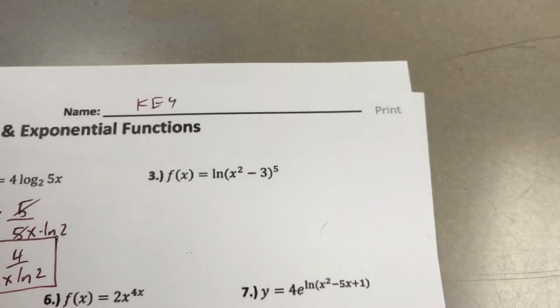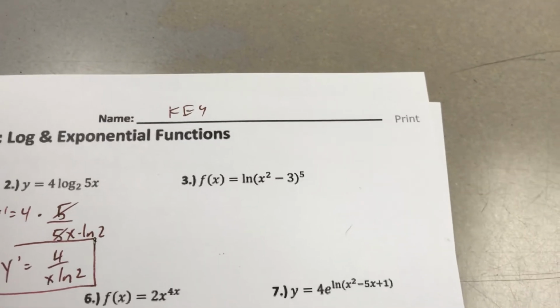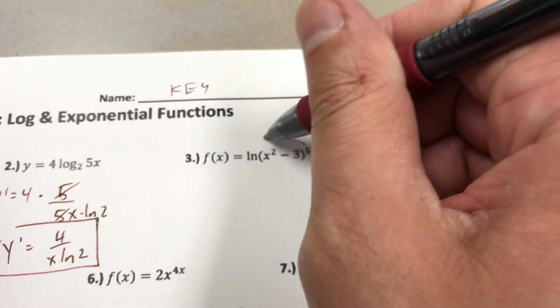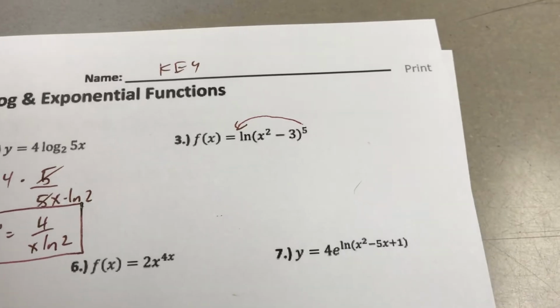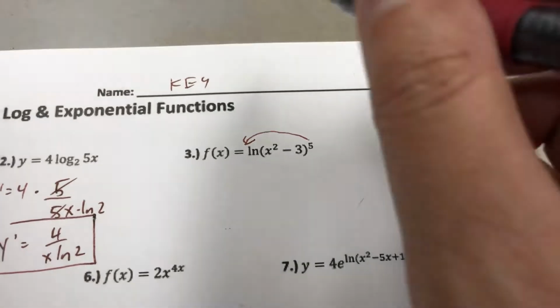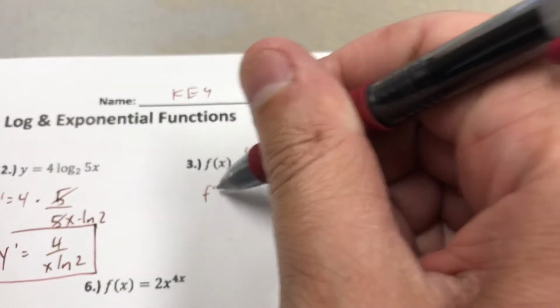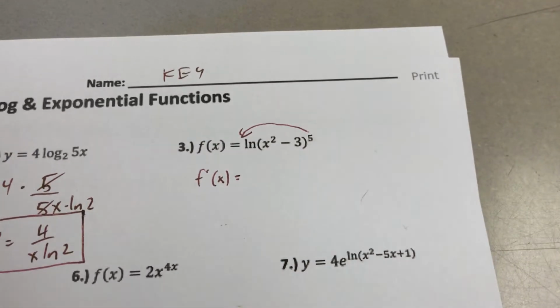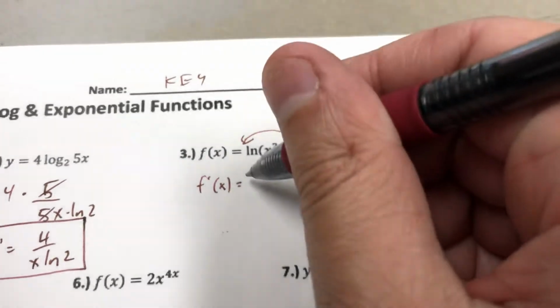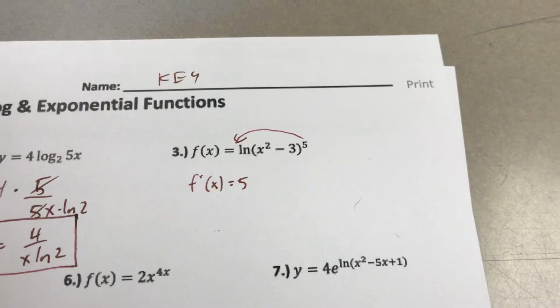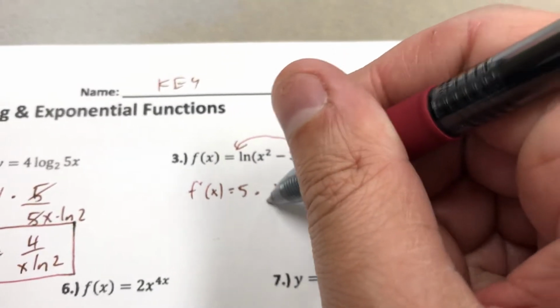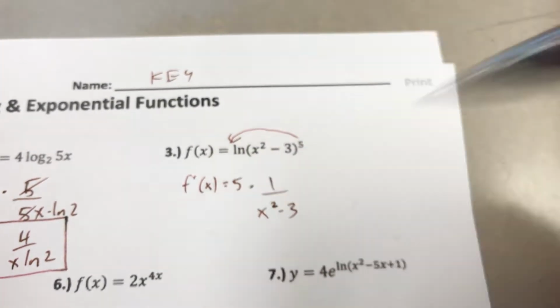Right? On to the next one. I would use natural log rules. I would pull that 5 out in front, and that'll make your life a little bit easier. So we're going to end up with, of course, a 5 being multiplied in front that will be multiplied in at the end. We're taking a reciprocal, so it's going to be 1 over x squared minus 3.